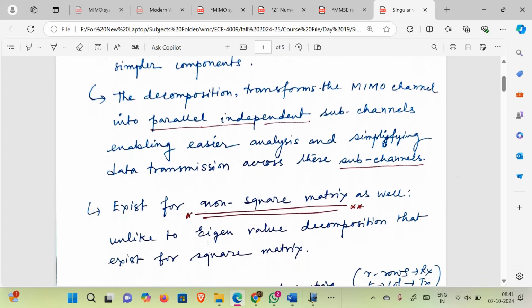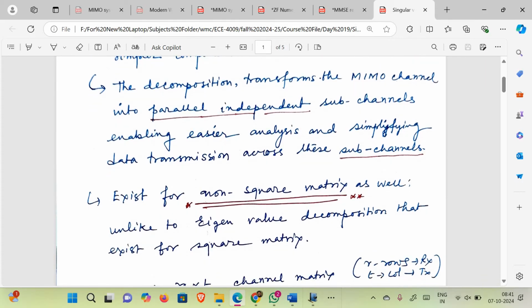You can see another statement here. The decomposition transforms the MIMO channel into parallel independent subchannels. Now, why is it important? Because when you are analyzing, you are considering all the channels merged together. But this process will try to segregate them, and it will assume that all the channels are not dependent on each other. So they are like independent entities. So that's why parallel independent subchannels.